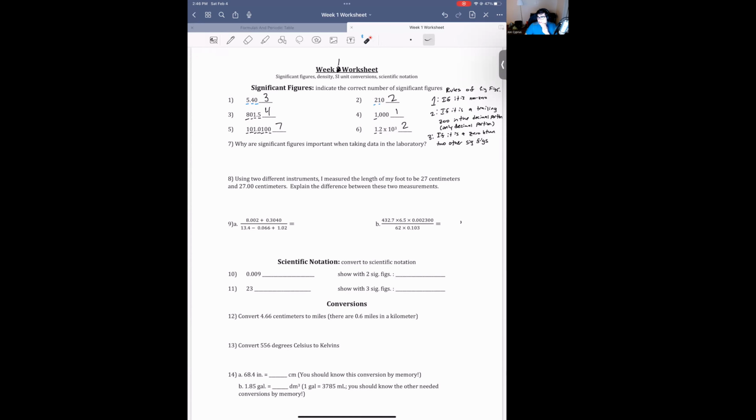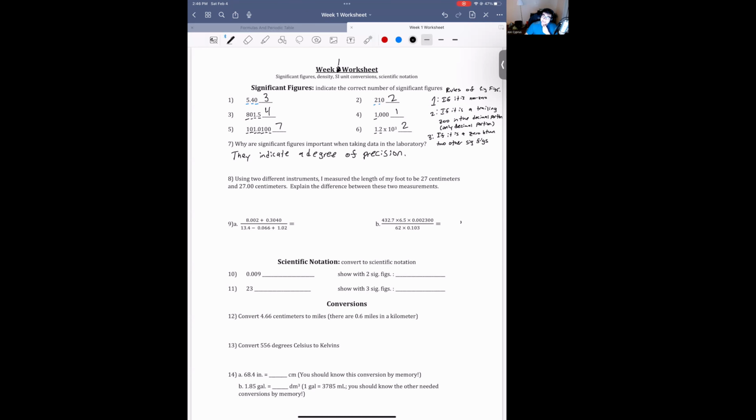It says, why are significant figures important when taking data in the laboratory? The reason they are important is they indicate a degree of precision. When you write down the sig figs, it tells you how precise your measurement is.